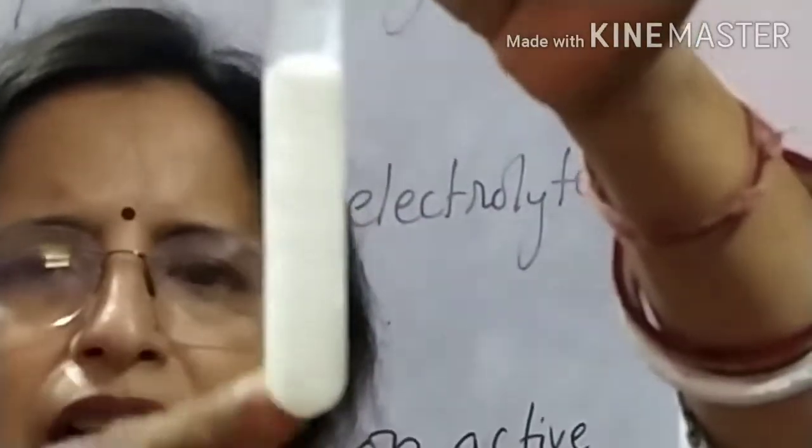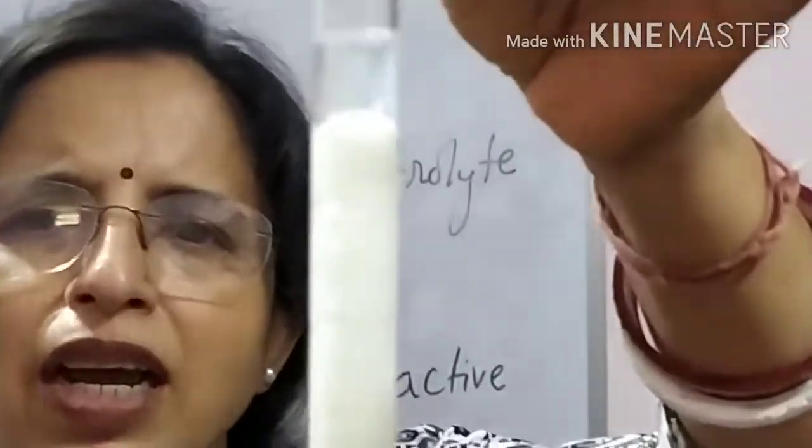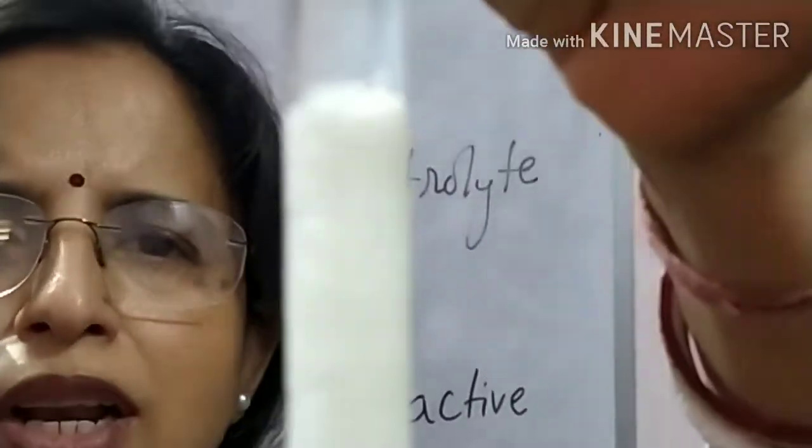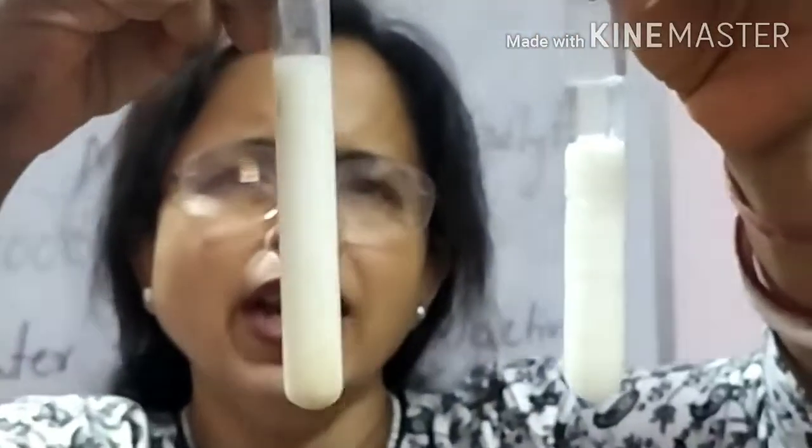It is settling down. When the size of the colloidal particle increases, it starts settling down, and that phenomenon we call coagulation. This is non-coagulated colloid. The right side is non-coagulated and the left is coagulated. You can clearly see it. So this is how the paneer is prepared.